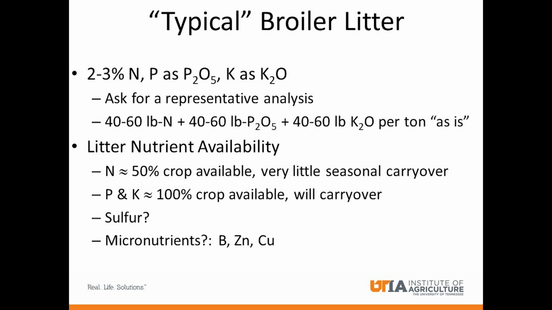All that said, the research that I'm going to present today, and this is very detailed research, is all on broiler litter. That's the vast majority of the litter that's produced in our state, and it comes from broiler farms. I would suspect that's probably the case here too. Usually it's a 2 to 3% nitrogen, phosphorus, and potassium product, meaning that for every 2,000 pounds, you're going to have 40 to 60 pounds of nitrogen. That's total. 40 to 60 pounds of phosphorus as P2O5, and 40 to 60 pounds of potash.